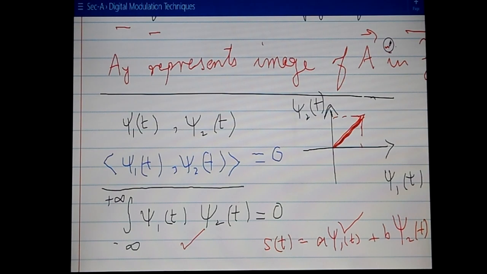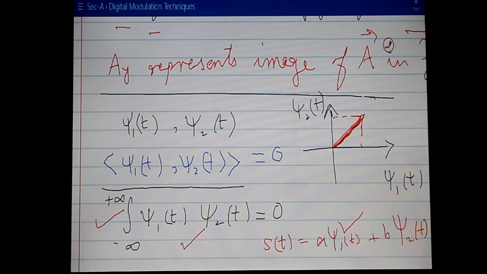We just talked about the orthogonality property, that psi 1 of t and psi 2 of t are orthogonal and their dot product is 0. Another property of a unit vector is its magnitude. The magnitude or the length of a unit vector is unity. Now, how to define this property for these signals psi 1 of t and psi 2 of t?